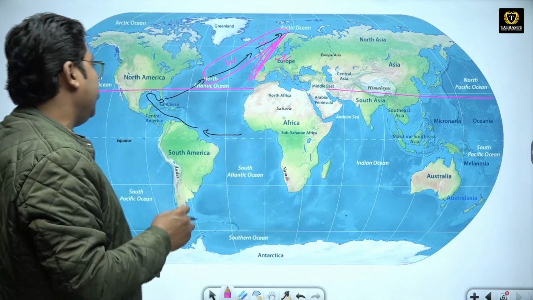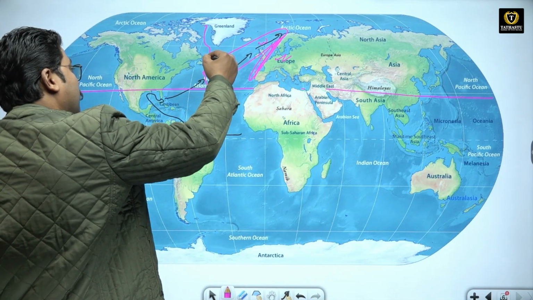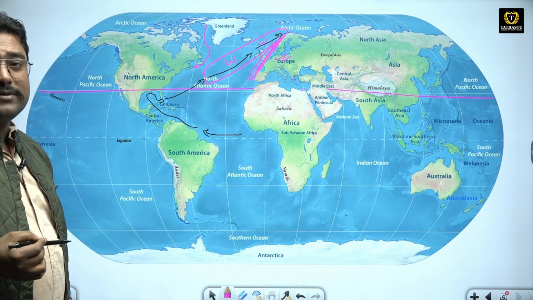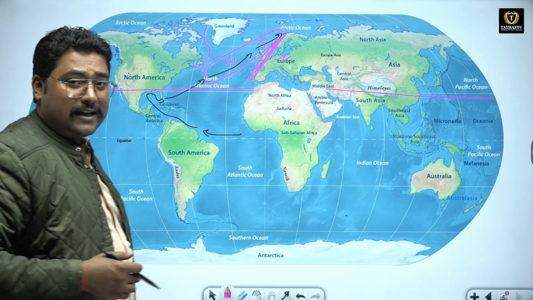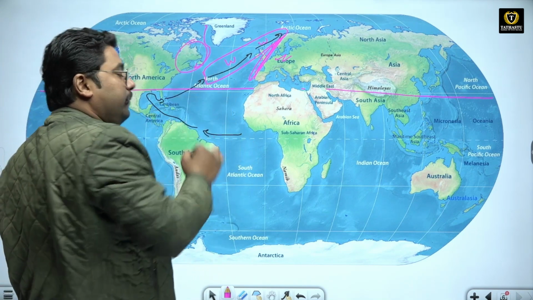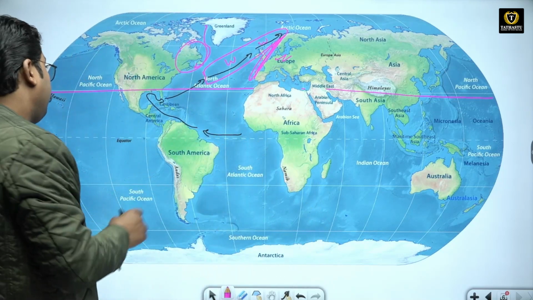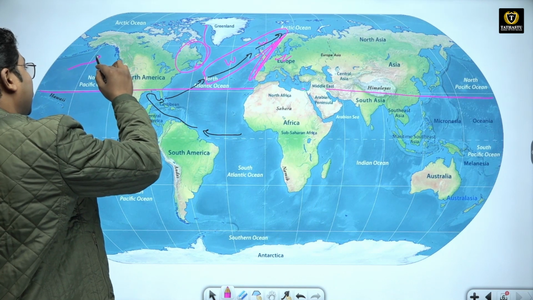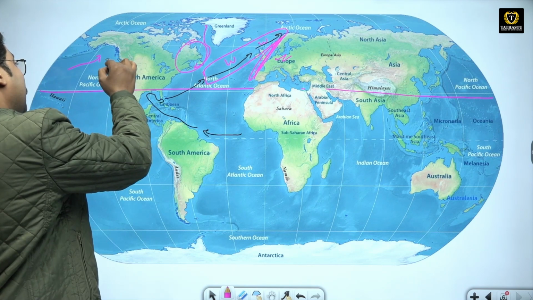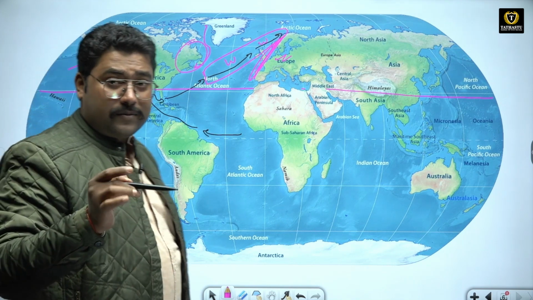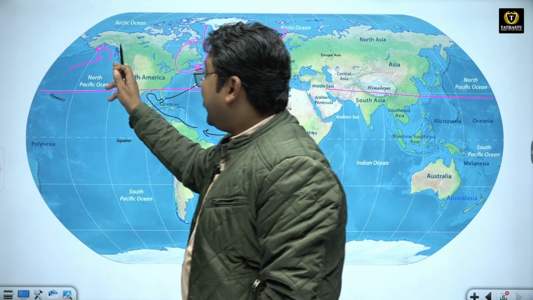Another example: the cold Labrador current comes from the Labrador Sea on the eastern coast of Canada, and the eastern coast of Canada is frozen in the northeast during winter season, but the North Pacific Drift or current and the Alaska current are warm in nature, so they keep the western coast of Canada and southern Alaska open throughout the year.